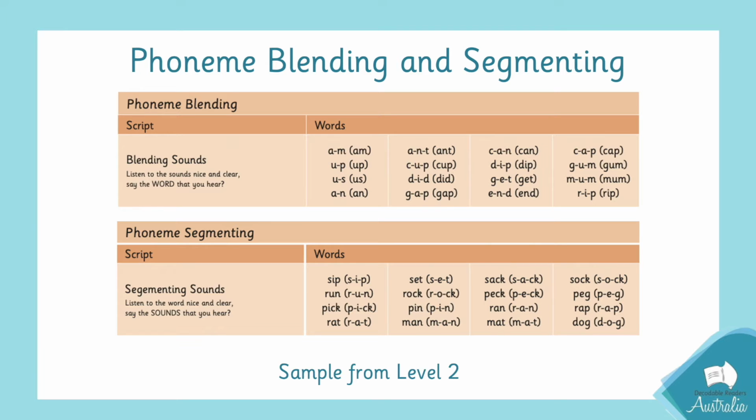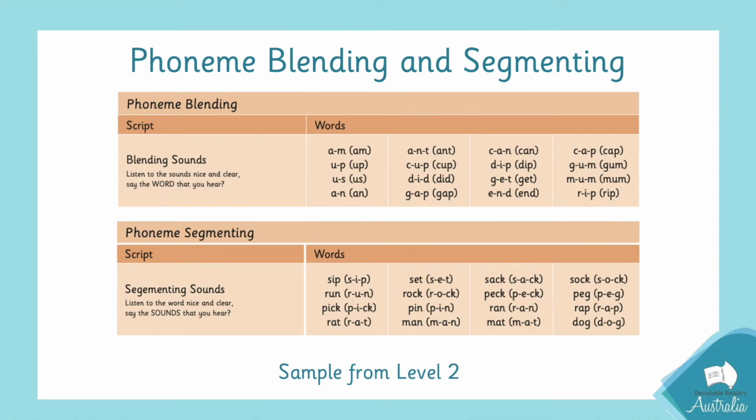And once again, the teacher can say those sounds and students then blend them together. So for example, g, a, gap, and have that expectation that the students will put those phonemes together, they will blend them together and say the oral word. Then when we have a look at segmenting, it's the opposite. So listen to the word nice and clear, say the sounds that you hear. And that's when a teacher will give the spoken word, still rolling it down the arm, maybe a little bit slower to really help that isolation and that segmentation of those sounds.